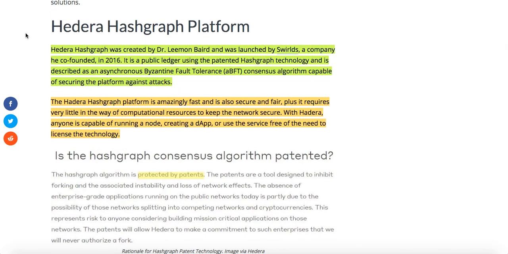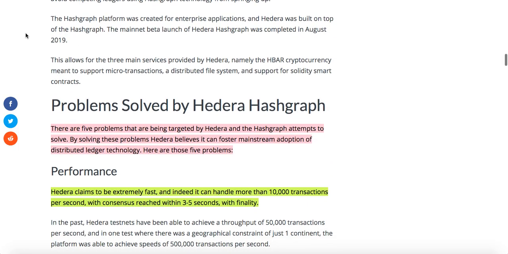So, the Hedera Hashgraph platform. Hedera Hashgraph was created by Dr. Leemon Baird and was launched by Swirlds, a company he co-founded in 2016. It is a public ledger using the patented Hashgraph technology and is described as an ABFT consensus algorithm capable of securing the platform. The Hedera Hashgraph platform is amazingly fast and is also secure and fair. Plus, it requires very little in the way of computational resources to keep the network secure. With Hedera, anyone is capable of running a node, creating a dApp, or using the services free of the need to license the technology.